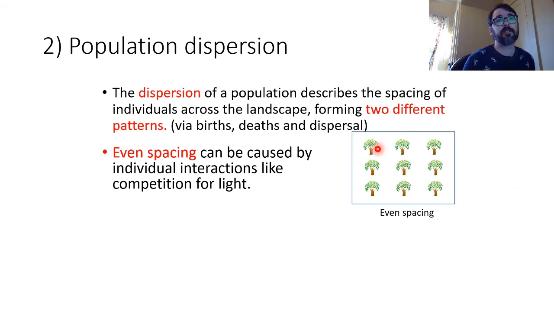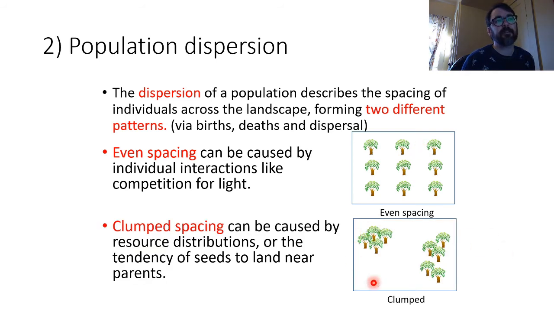If all of these trees are shading an equal area around them, there's only an even spacing of individuals that could exist. And you can have clumped spacing, and this can be caused by maybe a clumped distribution of resources, or the fact that seeds are simply just falling down at the feet of their parents, right? So you could imagine if this species prefers moist soil, and this is just where the moist soil is, that's where you're going to find these species. And so these are the kinds of things that can control the dispersion of a population.